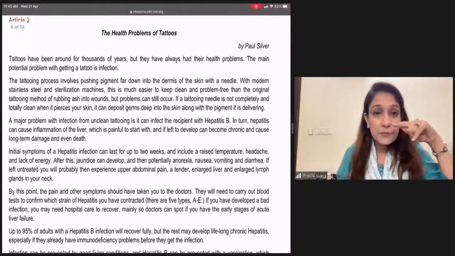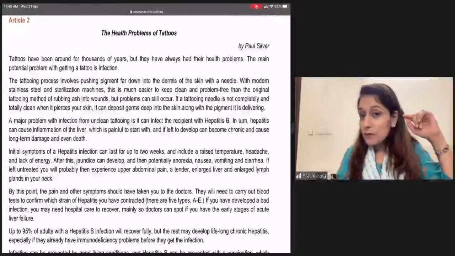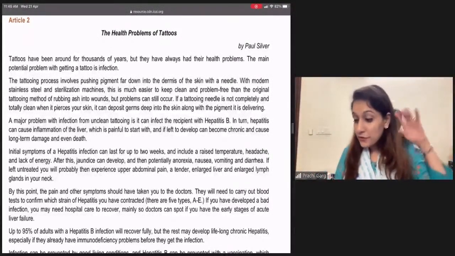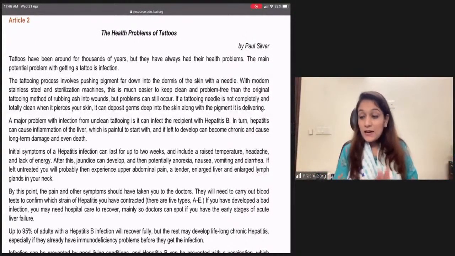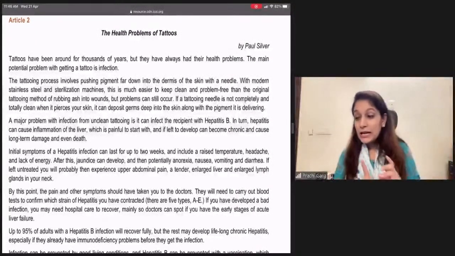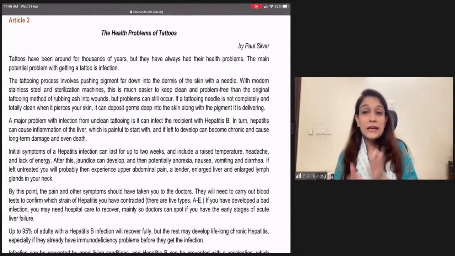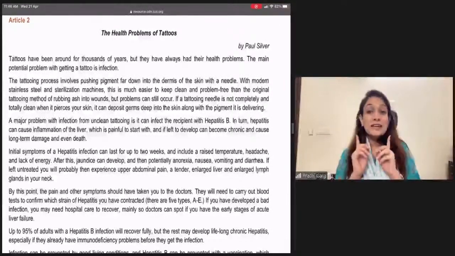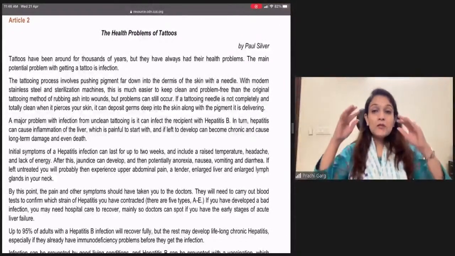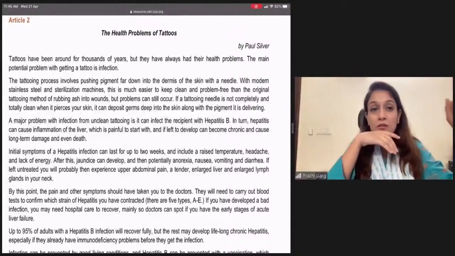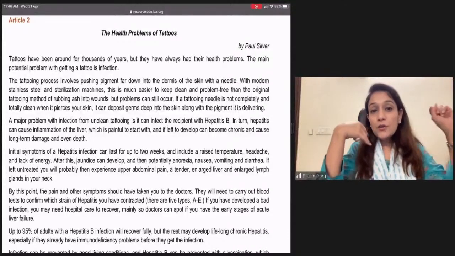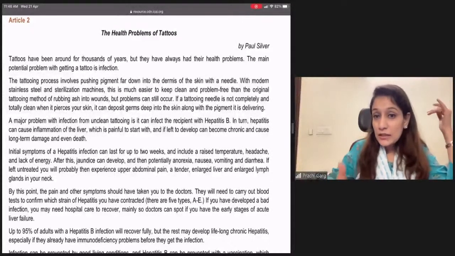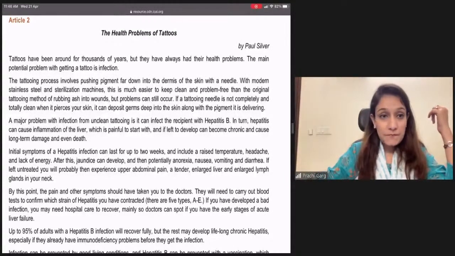Okay, look at the title. It's the health problems of the tattoos. Then it's written by Paul Silver. The byline, the writer's name, is towards the right. Then the first paragraph says, tattoos have been around for thousands of years, but they have always had their health problems. The main potential problem with getting a tattoo is infection, right? Now the writer has already told you that this article is going to tell you how you are under a potential threat if you get a tattoo. Now the writer has set the beginning.